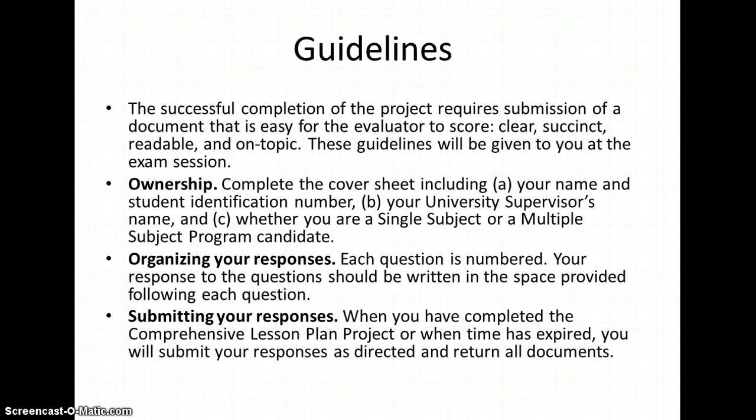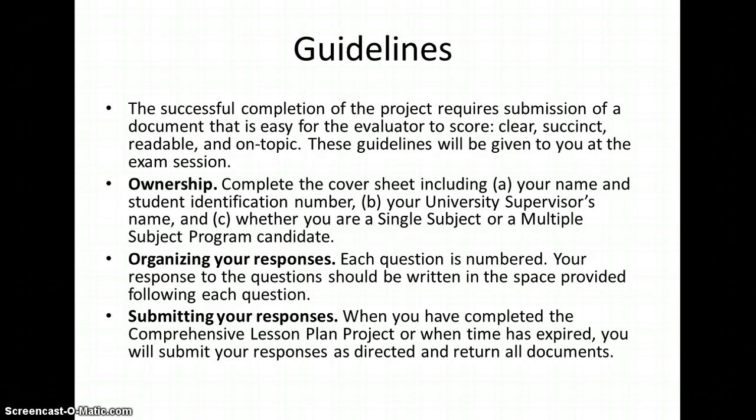Guidelines. The successful completion of the project requires submission of a document that is easy for the evaluator to score, which means it's clear, succinct, readable, and on topic. These guidelines will be given to you at the exam session. Ownership. Complete the cover sheet including your name and student ID number, your university supervisor's name, and finally whether you are a single subject or multiple subject candidate and you are all single subject.